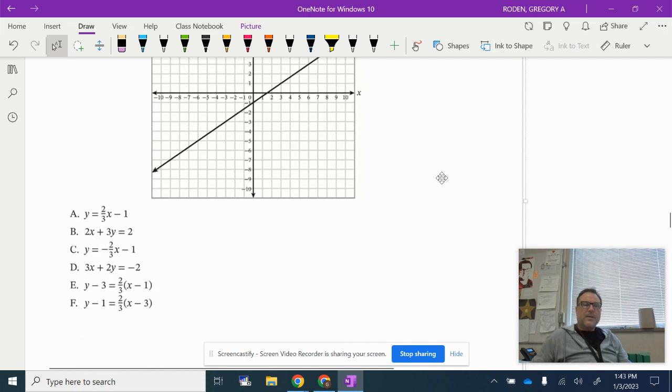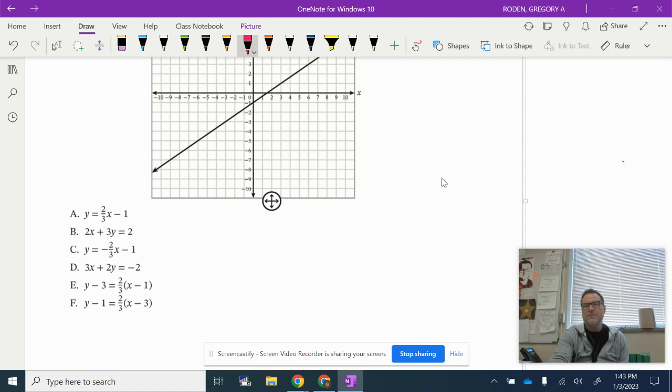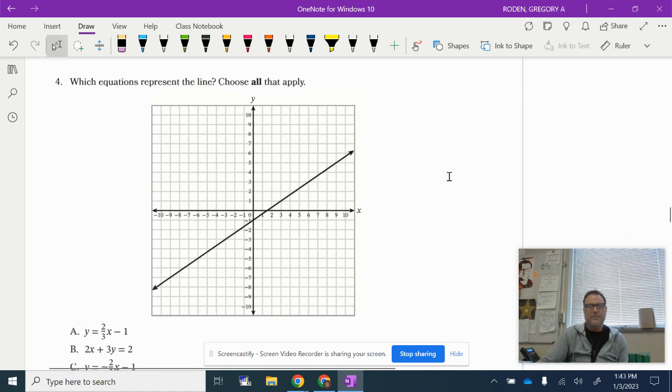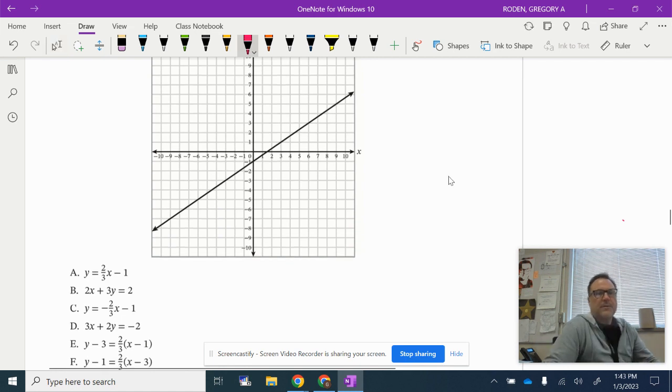Okay, so we could have a lot of these. So let's just do this. We'll just kind of go through it and we'll see. There's some of them we won't have to put in slope-intercept form. We'll just notice, and some of them we'll do. Okay, so the first one is this. So this one has a y-intercept of -1.